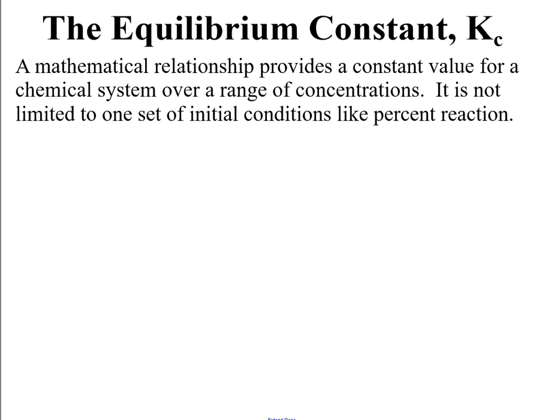The equilibrium constant, Kc. A mathematical relationship provides a constant value for a chemical system over a range of concentrations. It is not limited to one set of initial conditions like a percent reaction.